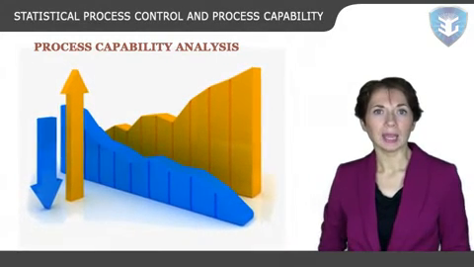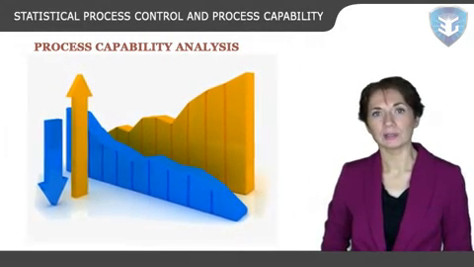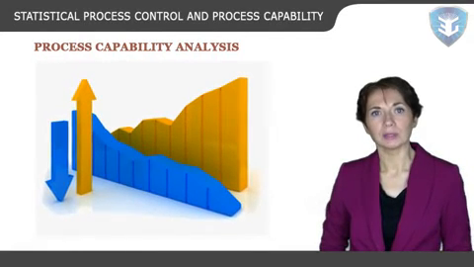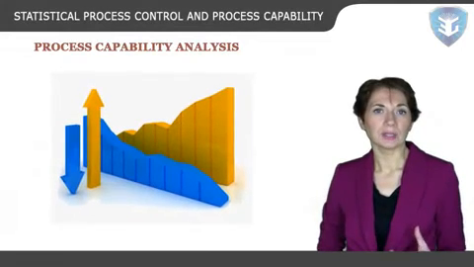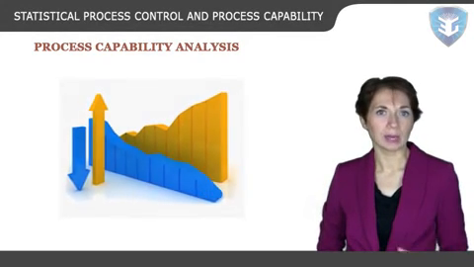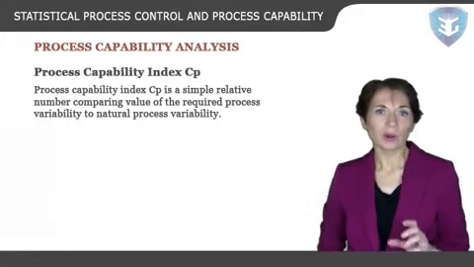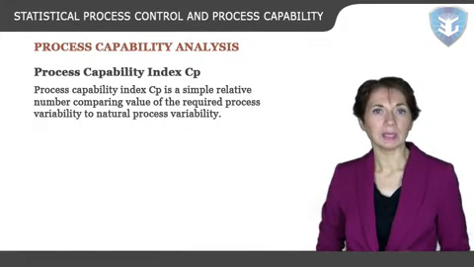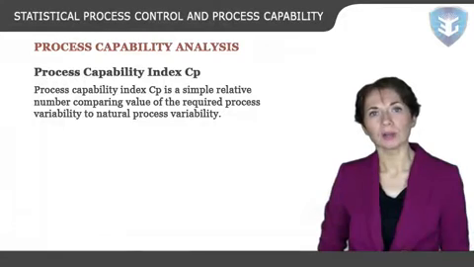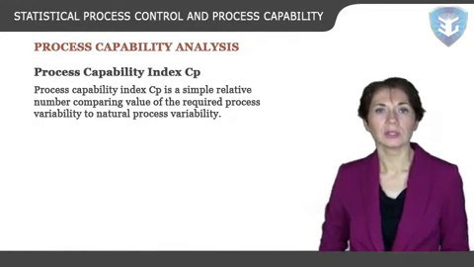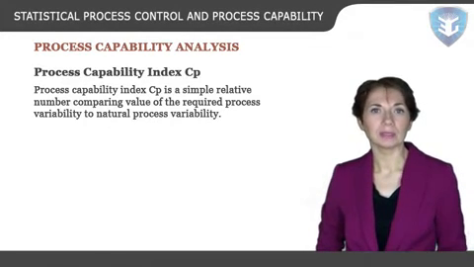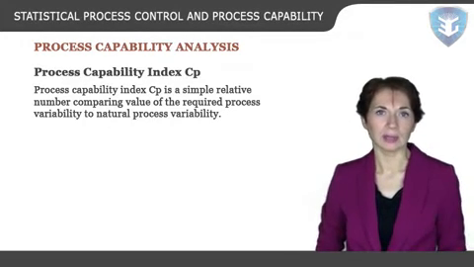CP and CPK are quantitative expressions that personify the variability of processes, its natural limits, relative to its specification limits, customer requirements. Process Capability Index, or CP. Process Capability Index is a simple relative number comparing the value of the required process variability, required tolerance interval, to the natural process variability, or natural tolerance level.